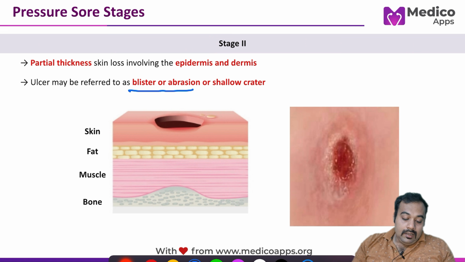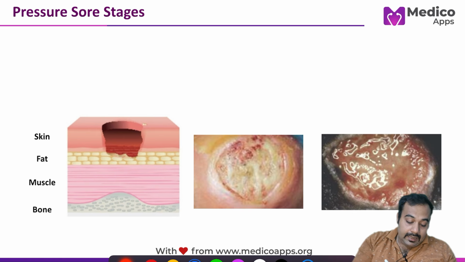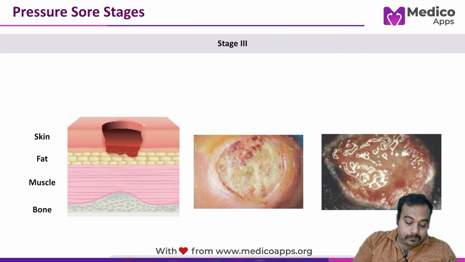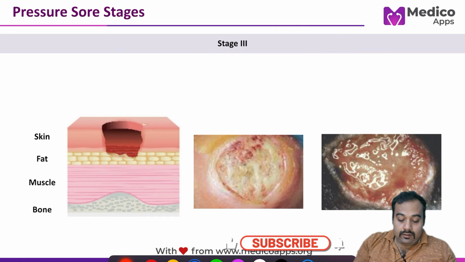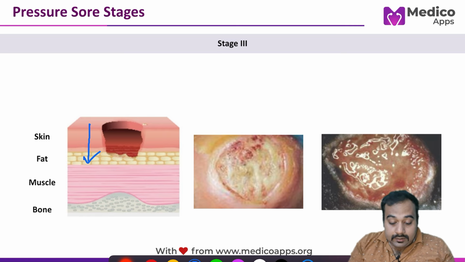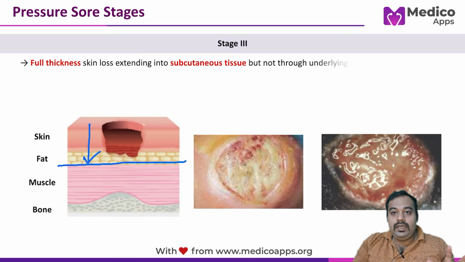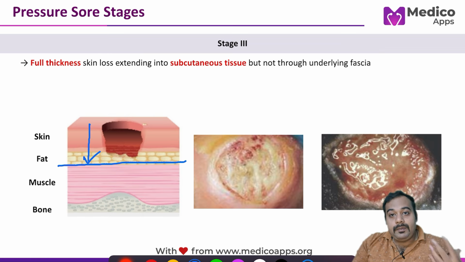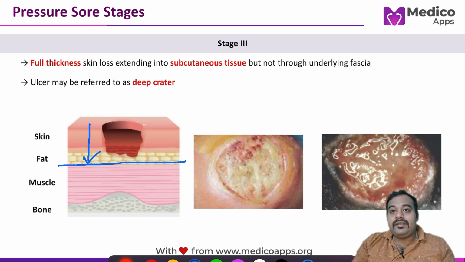Okay, then comes your stage 3. So in case of stage 3, you can see that there is a breach of the dermis and epidermis as well as the fat layer or the subcutaneous layer, but it does not breach the fascia. Okay, it does not breach the underlying fascia. So here we are able to see a deep crater or the deep ulcer in that patient. Okay, deep ulcer, followed by the stage 4.